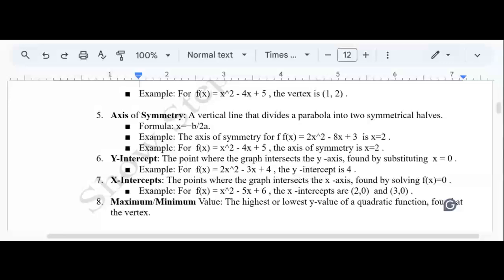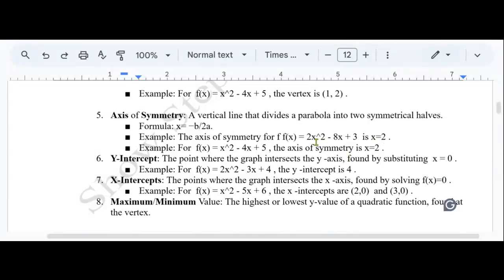A vertical line that divides a parabola into two symmetrical halves. It's similar to when you look at the mirror. What do you see in the mirror? Myself. So the same thing. Half of the graph will be identical to the other half. But where the line of symmetry cuts, we have to use the formula. What is the formula? Minus b over 2a.